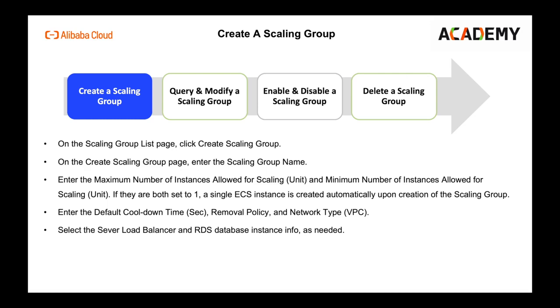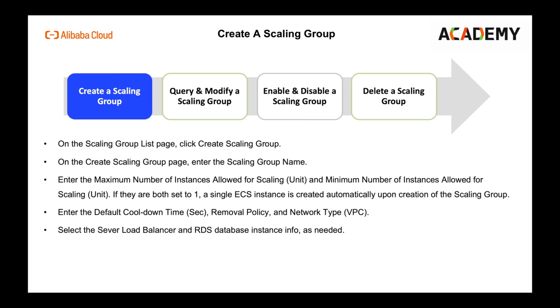Well, it's pretty straightforward. From the scaling group list page, we click on Create Scaling Group, then we give the scaling group a name, we choose the maximum and minimum size for the group, we enter the default cooldown time, removal policy, and network type, and then we select any server load balancers and RDS databases that we want to associate with the scaling group. And keep in mind, that step is optional. A scaling group can exist even if it doesn't have an attached load balancer or RDS database.